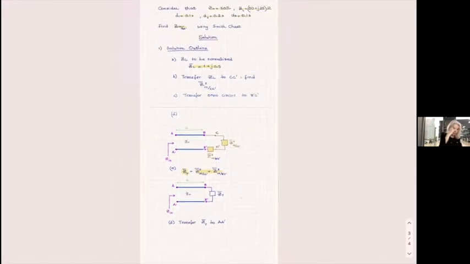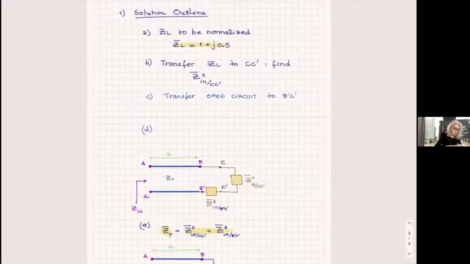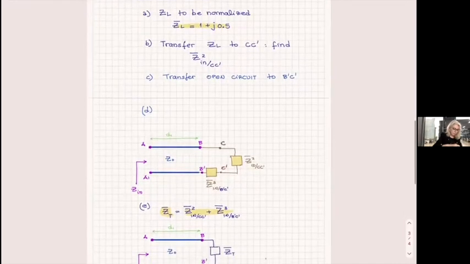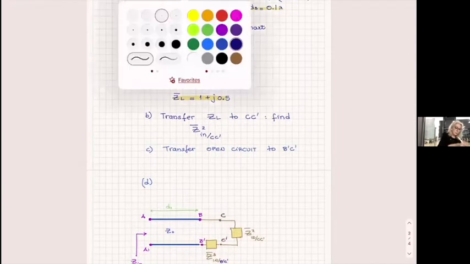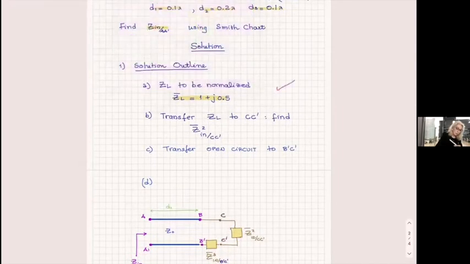So now that we have done the outline, we're going to try to solve the problem. Okay, and so we have done two. So let me put check marks next to what we've done. We've done this. Now I'm going to B, part B. I want to try to transfer ZL to CC prime and find this impedance here.